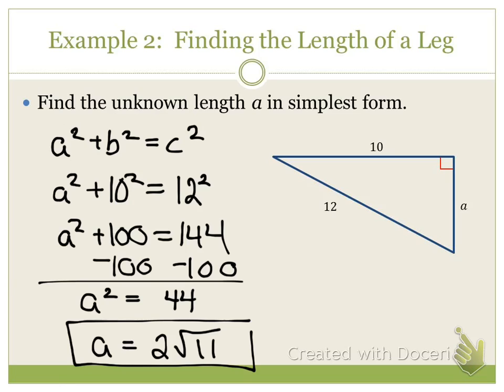Now, we could change this to a decimal form and then approximate our answer. But yesterday, we didn't do that. We just left our answer as long as what was under the radical was not a perfect square or didn't have a factor that was a perfect square, then that was fine. So that's the way we're going to keep it today. All right, so 2 times the square root of 11 is our final answer.